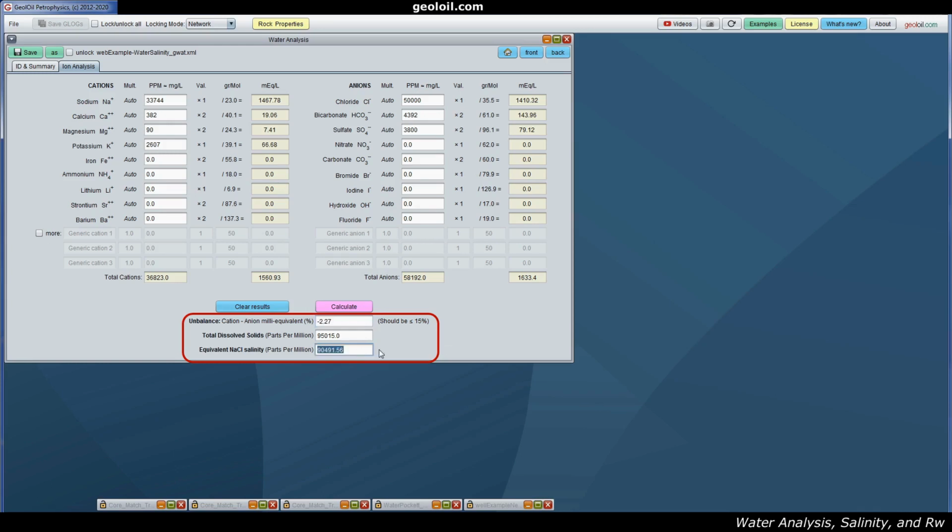In most cases, this is quite similar to TDS, or total dissolved solids. This formation water is very salty. That happens many times in Montana, in the states of Montana and Wyoming. This is quite typical.